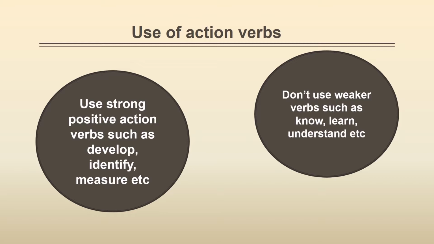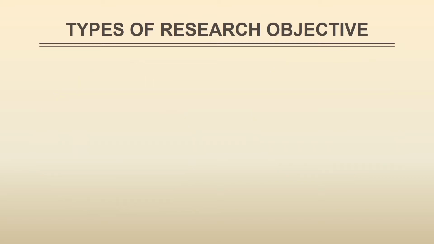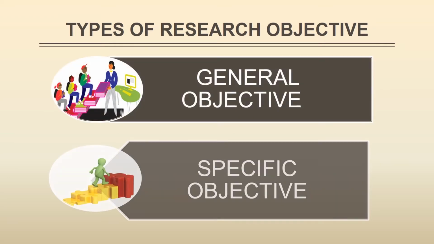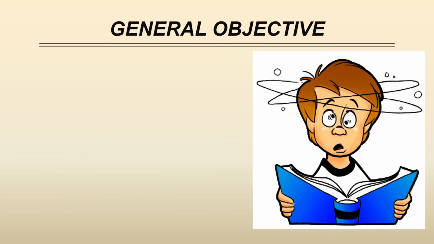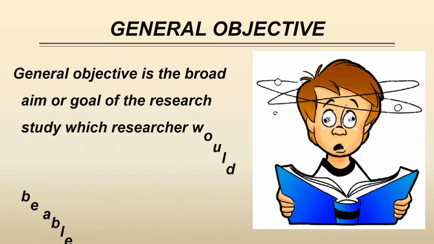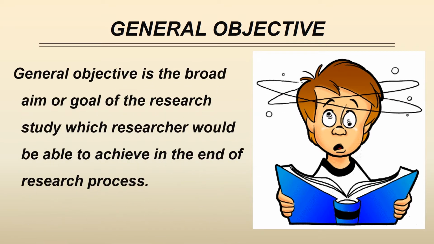Now let's discuss the types of research objectives. There are two types of objectives: the general objectives and specific objectives. General objective is a broad aim or the goal of the research study which the researcher would be able to achieve in the end of the research process.